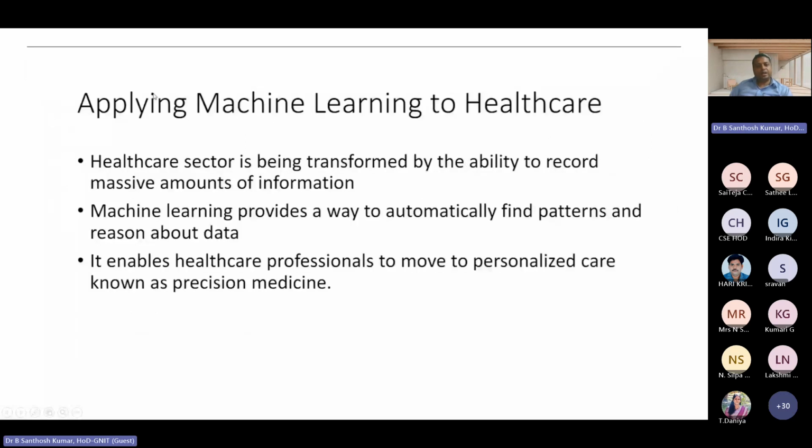So how are we applying machine learning to healthcare? The healthcare sector is being transformed by the ability to record massive amounts of information. So we have to provide it or automatically find the patterns and reasons about the data. For example, you take one day from morning till the next day, 24 hours, and you check the BP for a particular person. Suppose you note the BP every time on paper. With the help of some algorithm you draft it in graph format, so whenever the doctors come, they can check whether it has increased, decreased, or stayed the same, and they will take the decision very easily.